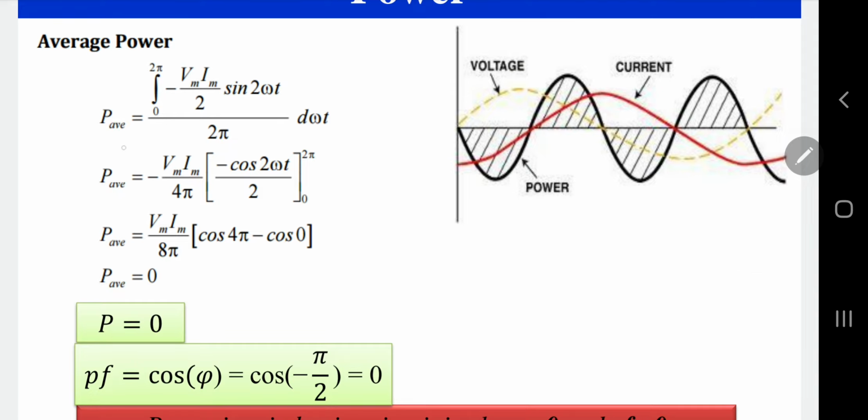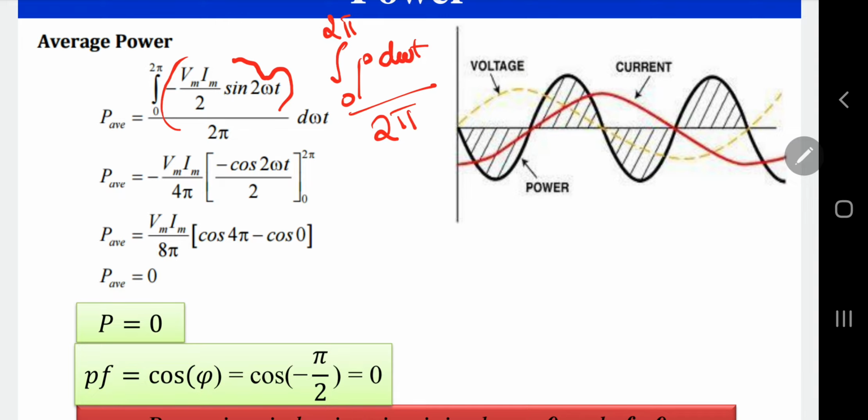Average power is equal to integral 0 to 2 pi of minus Vm Im by 2, this is the instantaneous power equation. Okay, so integral 0 to 2 pi. Again, we are taking 0 to 2 pi, instantaneous value d omega t divided by 2 pi. Okay, before going into that, let's go through that waveform.